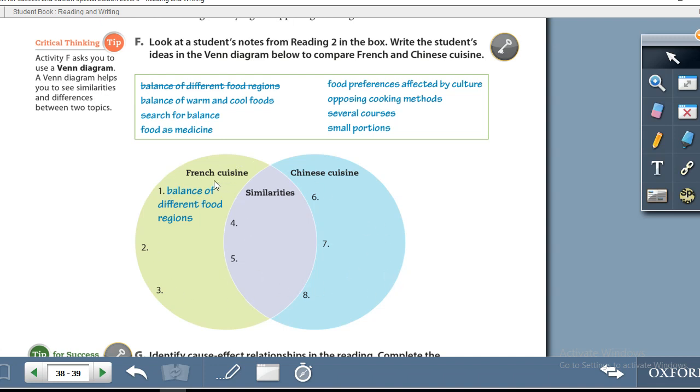So they have taken French cuisine, they have taken Chinese cuisine, and they have written the similarities in the middle, right? So they will write the types of cuisine, right? Balance of different food regions, that is French cuisine. The similarity would be, and you would write it over here. You will choose your answer from this block, right? So I will show you the answer key, because this is an exercise which may be a little difficult for some students.